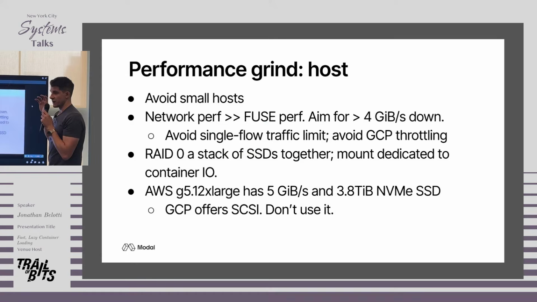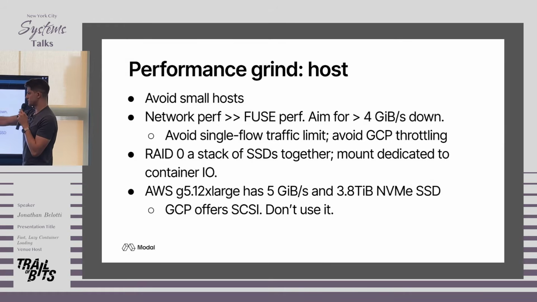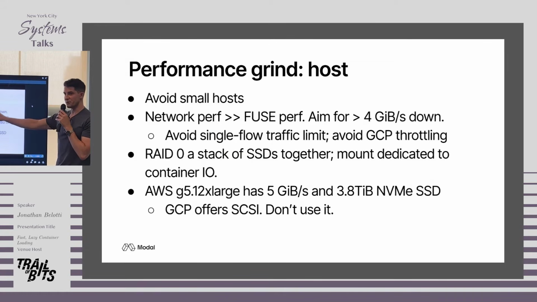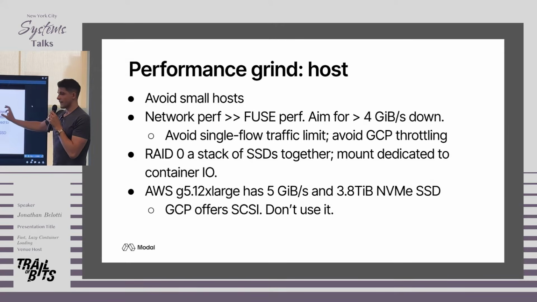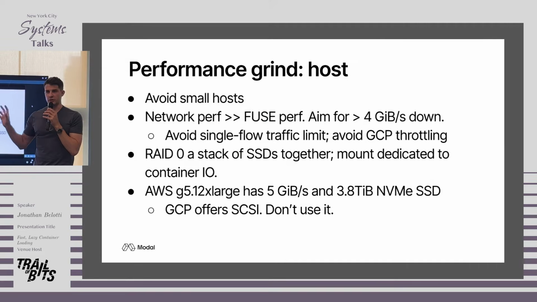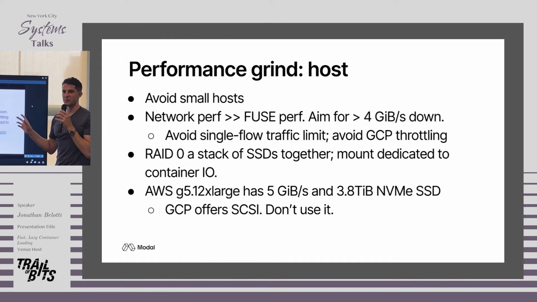And obviously, when a container lands cold on a cold host, you are governed by peak performance. You really want your network performance to be much higher than your Fuse performance. You do not want to be bottlenecked on your network, so aim for around 4 gigabytes at least down. Make sure you're not limited by the cloud providers' limitations on single flows. They also can throttle you for weird reasons, and you have to contact them and make sure that you're getting the peak throughput that they advertise in their documentation.